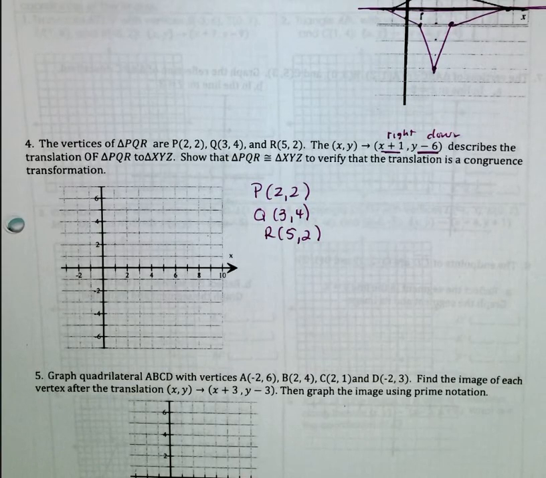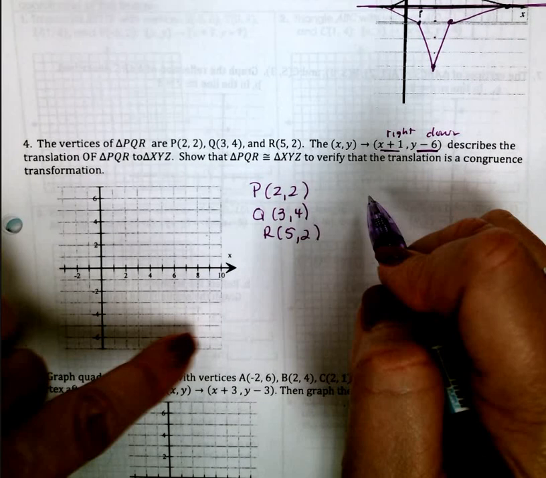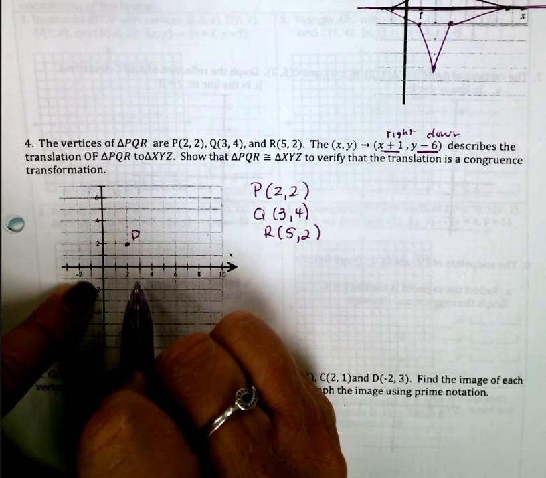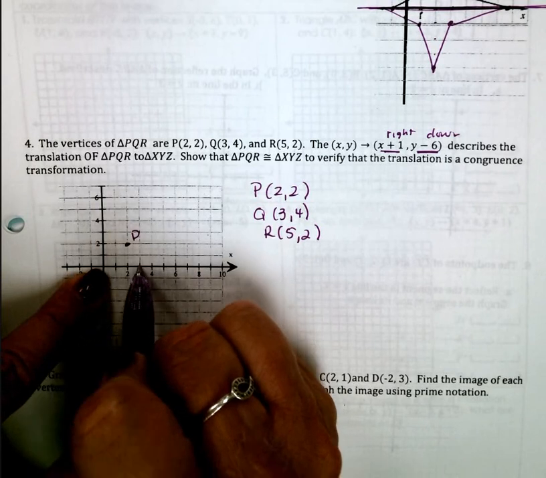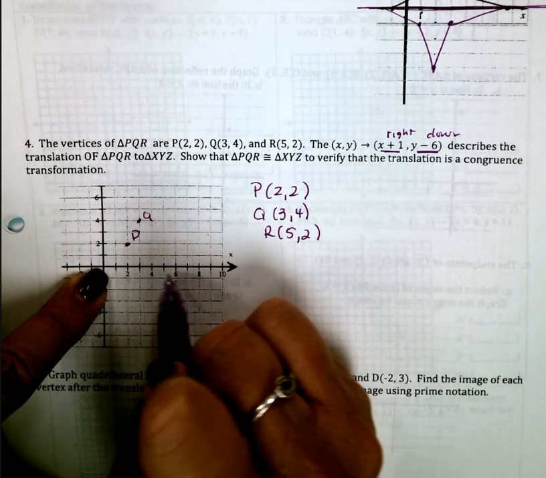Show that they're congruent to verify that your translation is a congruence transformation, which means it's isometric, and the only way you could do that is the distance formula. That's the only way. So let's go ahead and move it. I want to go ahead and do my P, 2, 2. My Q is 3, 4, and then R is 5, 2.